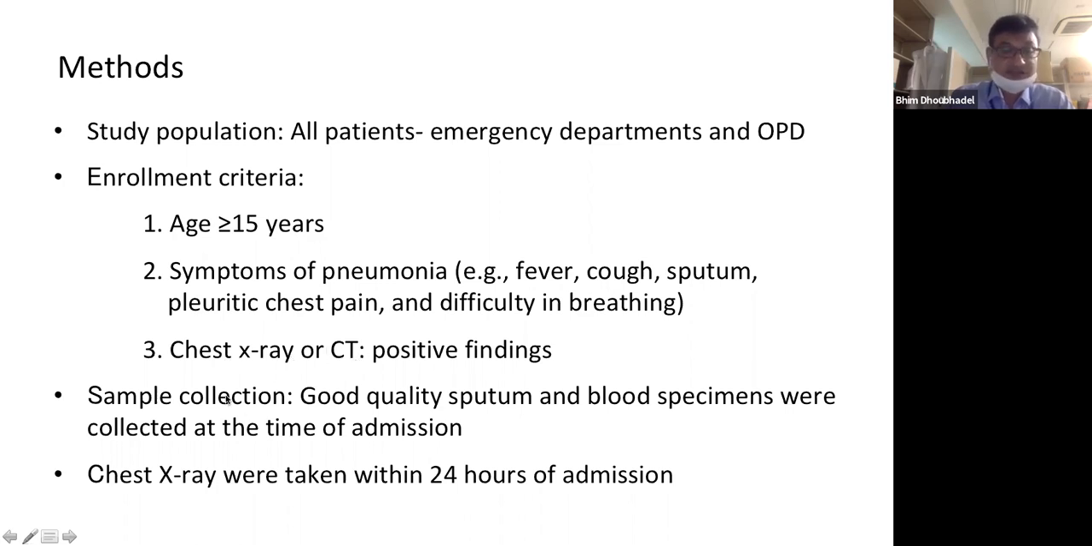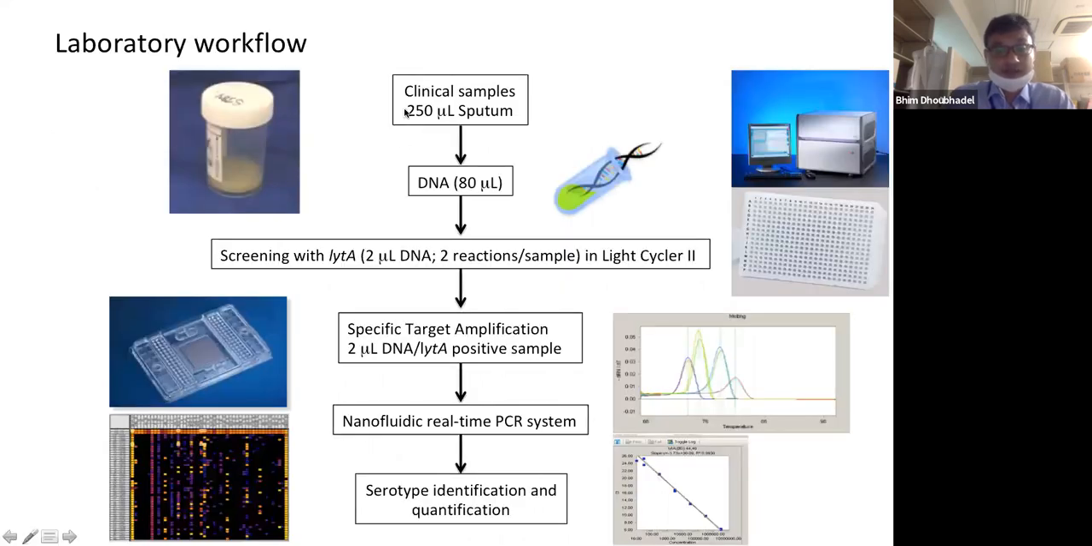Good sputum samples and blood samples were collected at the time of admission, and chest X-ray was taken within 24 hours of admission. About 250 microliters of sputum was used, and 80 microliters of DNA was extracted.